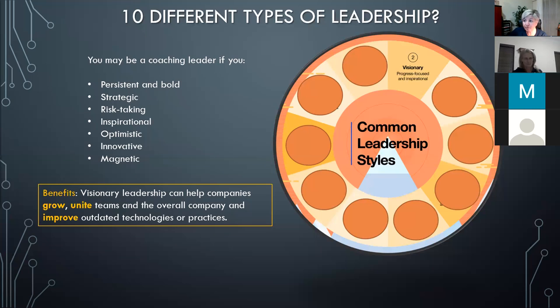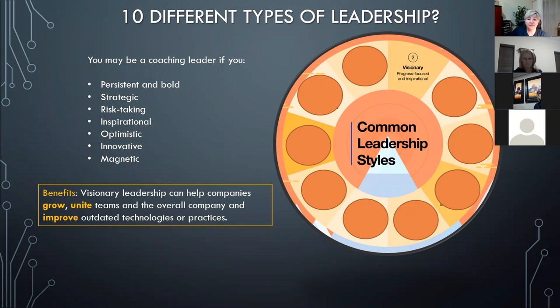Now, the benefits: visionary leadership can help companies grow, unite teams and the overall company, and improve outdated technologies and practices, which is literally what my team and I are doing on a daily basis right now. And it's actually quite interesting.